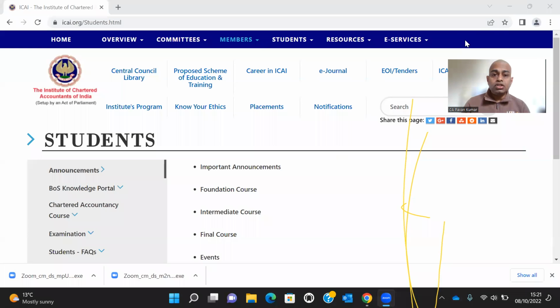We are going to start our free session on working capital management for the benefit of CA Intermediate students who are writing the exam this November.